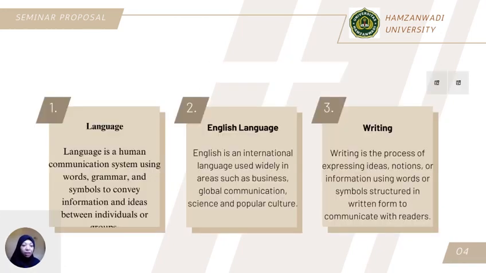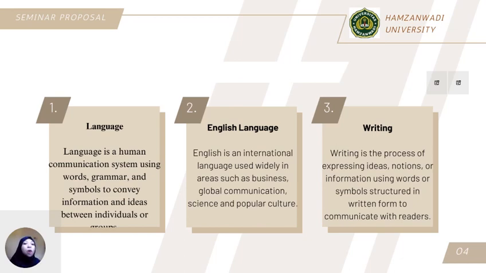What is language? Okay, now language is a human communication system using words, grammar, and symbols to convey information and ideas between individuals or groups. And the next is English language. English is an international language used well in areas such as business, global communication, science, and popular culture. And the next is writing.